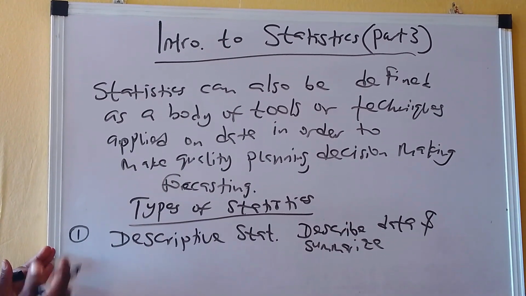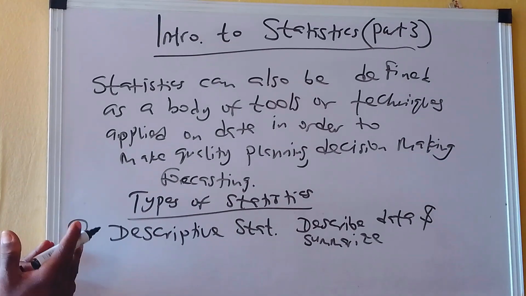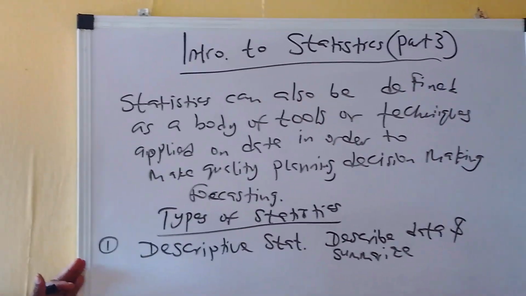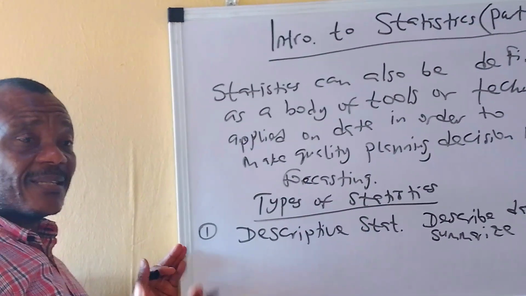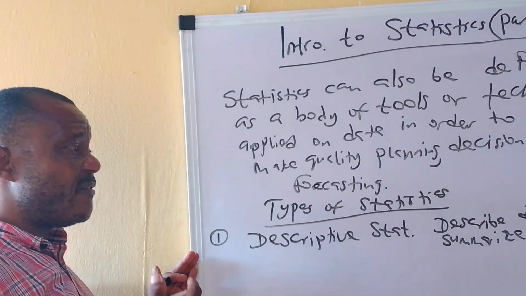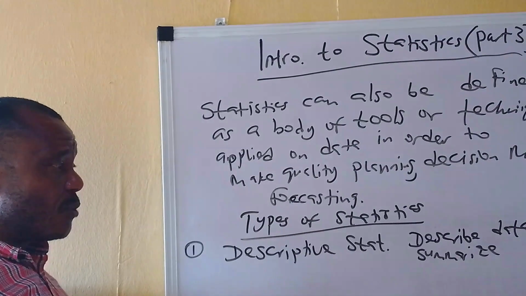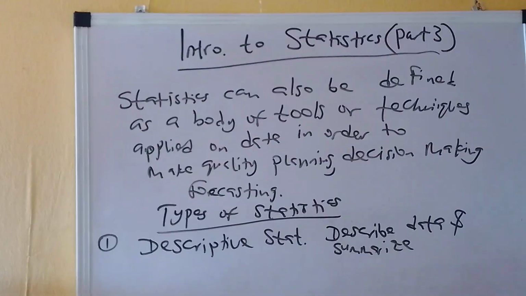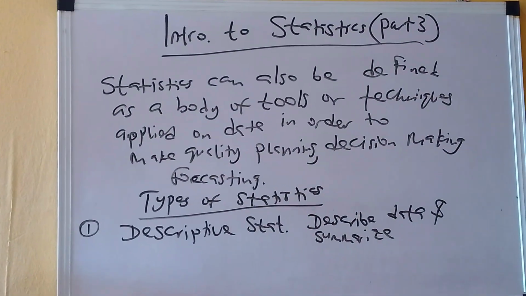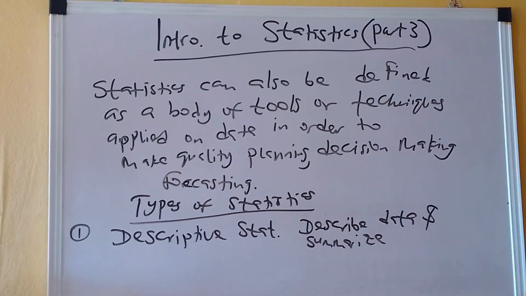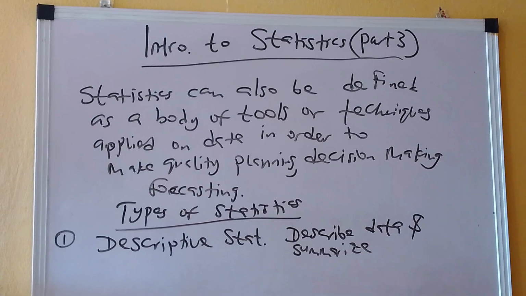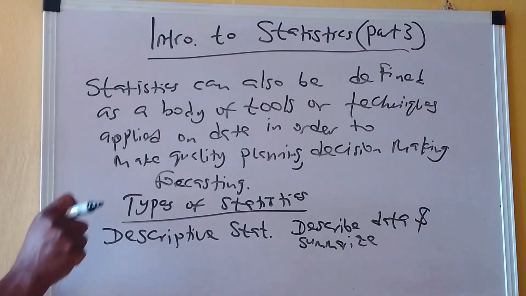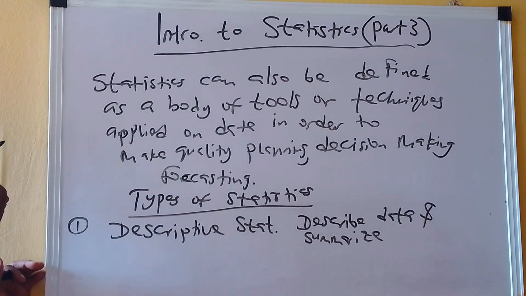We can also use the measure of variability, the standard deviation, the variance. We can use the measure of position, the quartiles, the deciles, the percentiles. These are various ways we can describe data. And when data are described, it is very easy to interpret. So you describe the set of data from a sample or from the population.